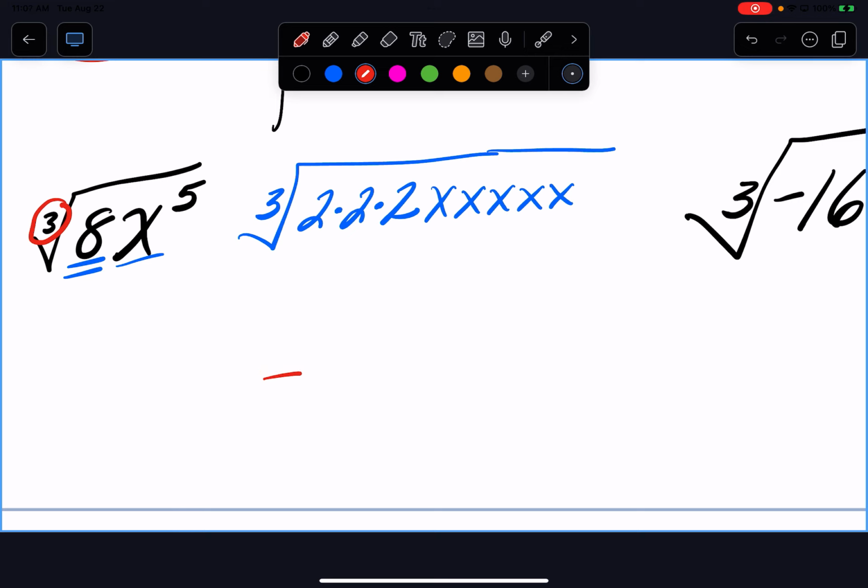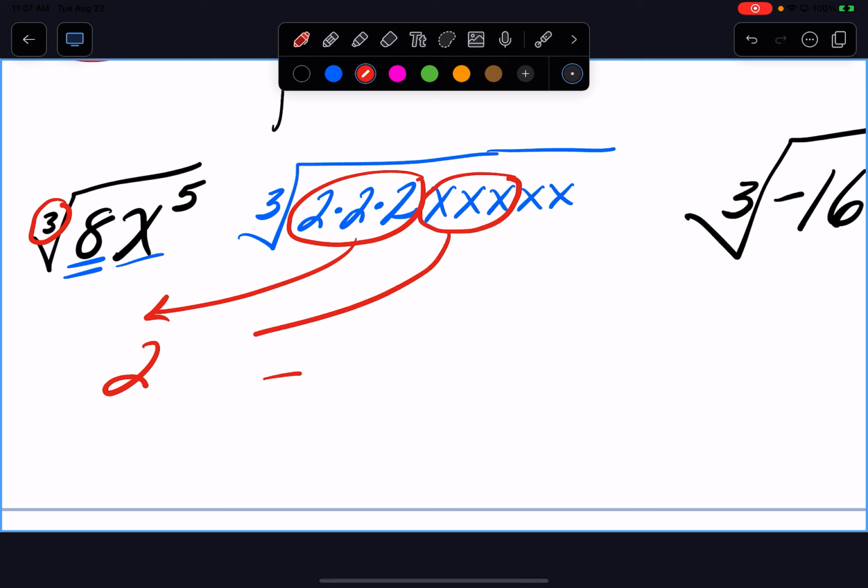So we get 1, 2. So we pull out a 2. True? Yes. We pull out, let's see, 1, 2, 3 x's. We pull out an x. Now, if you look at this, can you pull out groups of 2? No, we only can pull out groups of 3. So that means that's remaining under the cube root. So rewrite your cube root, put what's remaining, x and x, yes?